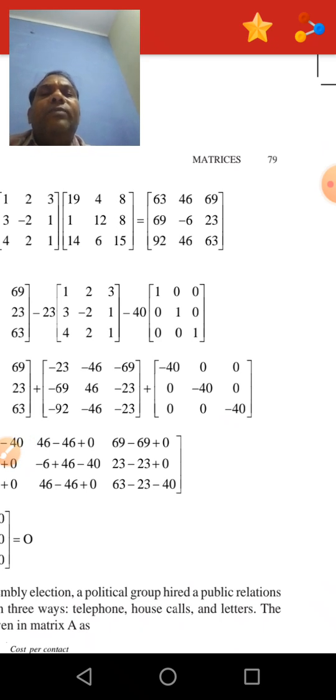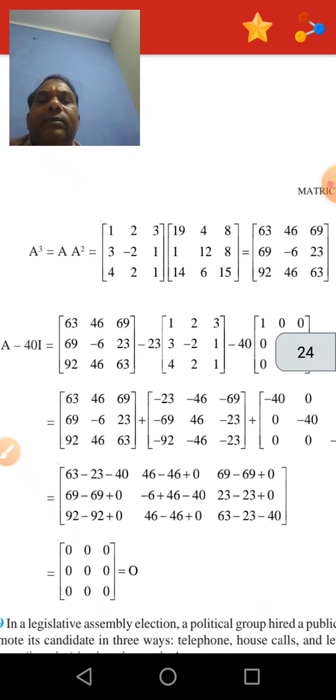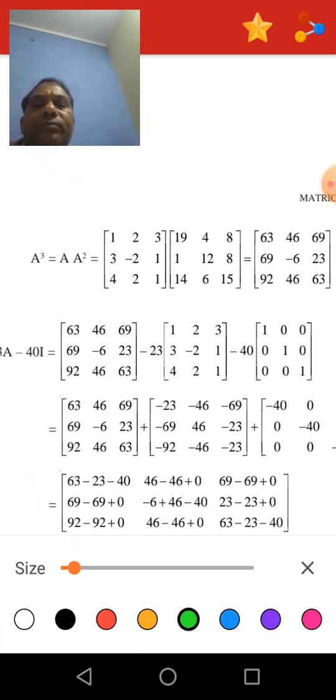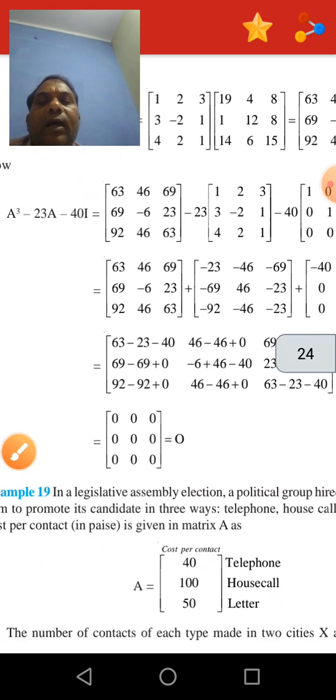Then you have minus 40, 0. Because of the minus sign, you can write it as plus minus 40 0 0, 0 minus 40 0, 0 0 minus 40. Clear? Now by solving this, the result will be a null matrix. So LHS is equal to RHS. Clear?